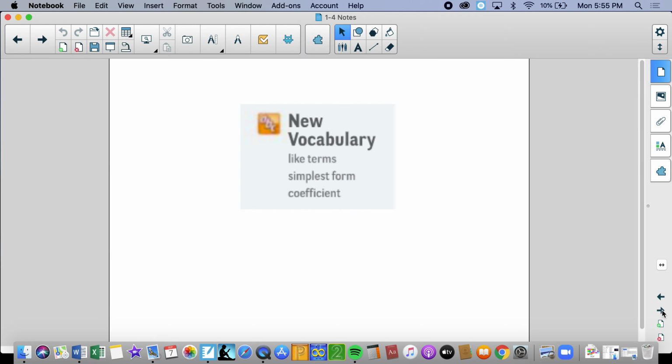The vocabulary we're going to use are like terms, very important, simplest form, and coefficient. We'll also do something which we maybe talked about, which is standard form.